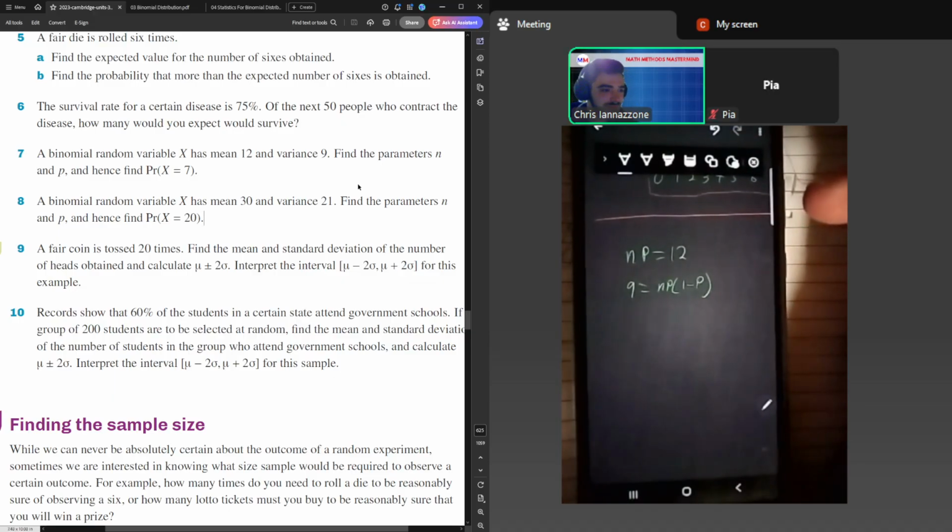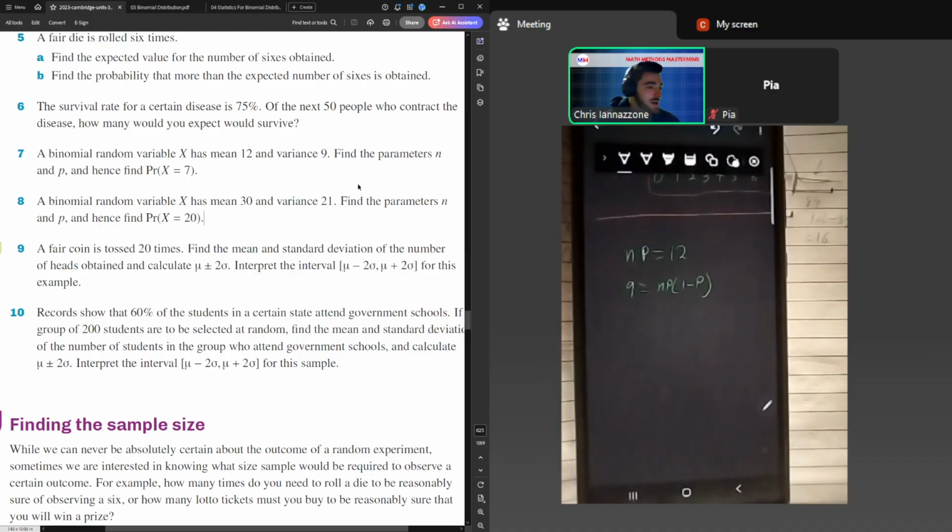Yeah, all good. Nice. There is a second part to that, which is hence find probability x equals 7. So, assuming you have your n and your p, how do you find x equals 7?